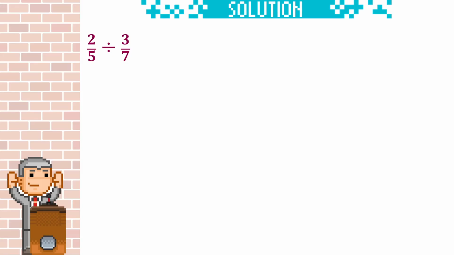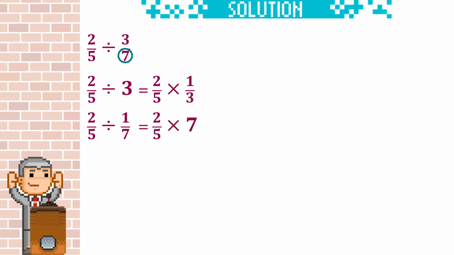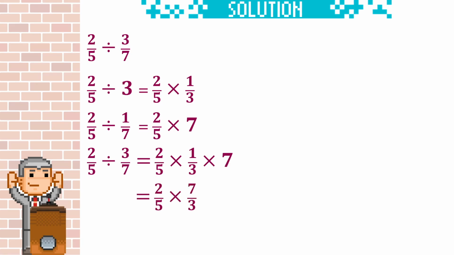To see how we can divide these fractions, let's focus on the numerator first. This 3 is being divided. We can write this as 2/5 multiplied by 1/3. Now let's look at the denominator. 1/7 is the same as dividing something by 7. To figure out how many 7s are in something, we multiply by 7. We can therefore rewrite the question as 3/5 multiplied by 1/3 multiplied by 7, or 2/5 multiplied by 7/3.